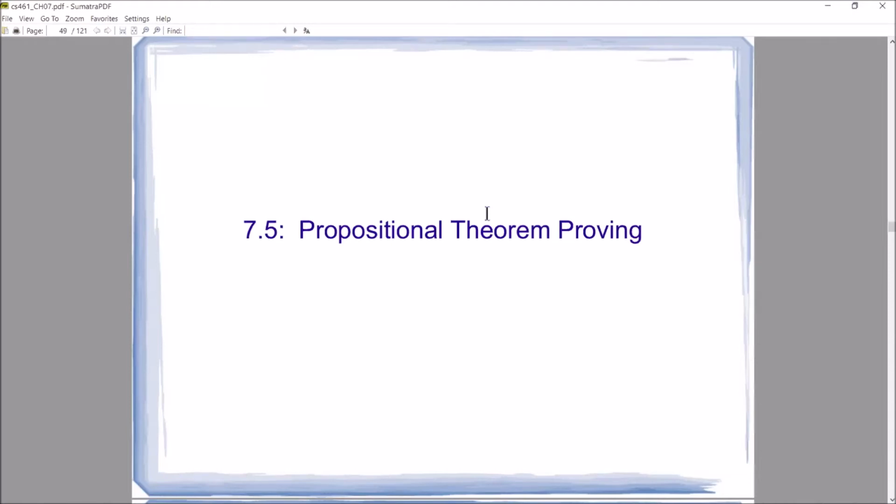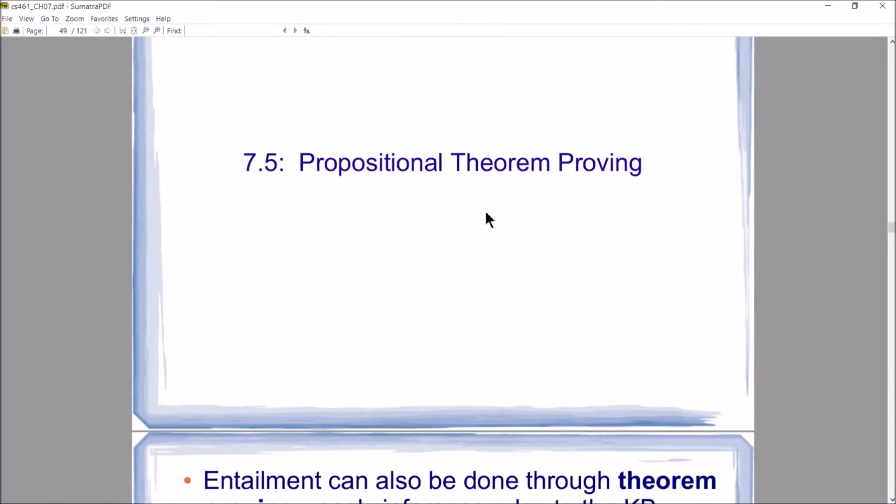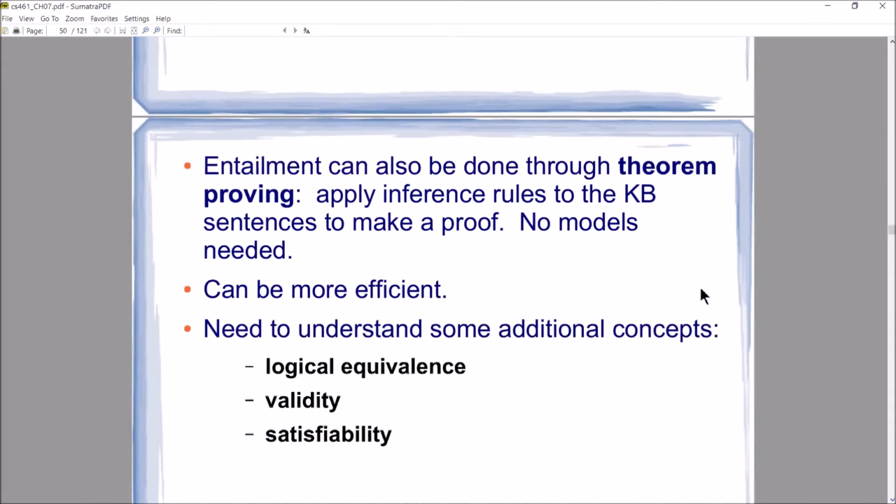Okay, so next up is section 7.5, Propositional Theorem Proving. So let's dig in. Now, we can perform entailment by doing theorem proving, right? What this just means is that we're going to have some inference rules we'll look at, and we'll be able to use those inference rules with the sentences in the knowledge base to make a proof, right? And so by doing this, we can forego using models. You don't need to have any models for this, which can lead to a solution that's a lot more efficient.